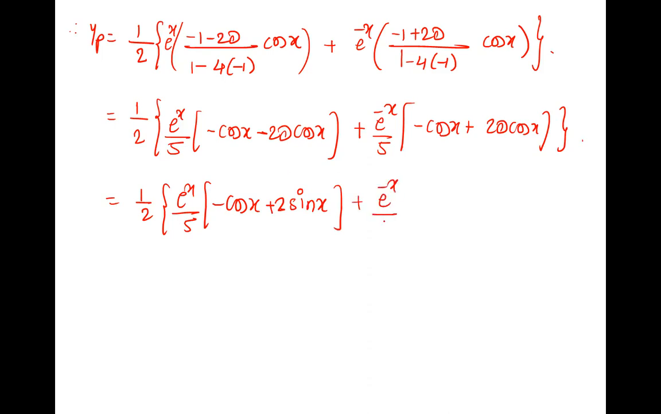e raised to minus x by 5 minus cos x. What is the term next? Minus 2 sin x. Correct. Derivative of cos x is minus sin x. So minus 2 sin x. Right.